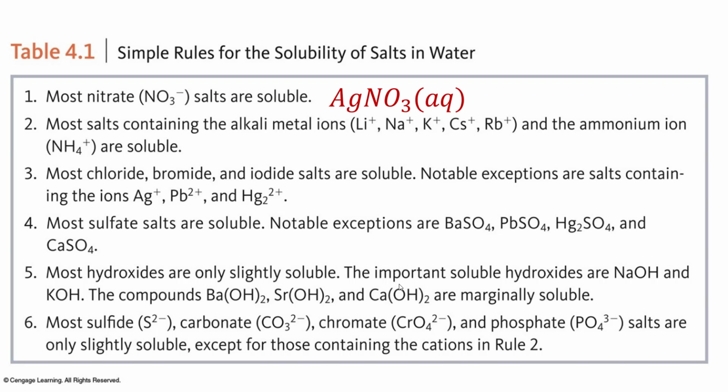So the first rule says most nitrate salts are soluble. So if you look at your chemical formula and you notice that you have a nitrate, you can assume that that compound is aqueous, just like we have done here. Our next compound is sodium chloride. So rule 3 says most chlorides are soluble, with a few exceptions. Sodium is not any of the 3 exceptions listed, so therefore we can assume that sodium chloride, since it has a chloride salt in it, is going to be soluble, and it's going to be NaCl with an aqueous symbol after it.